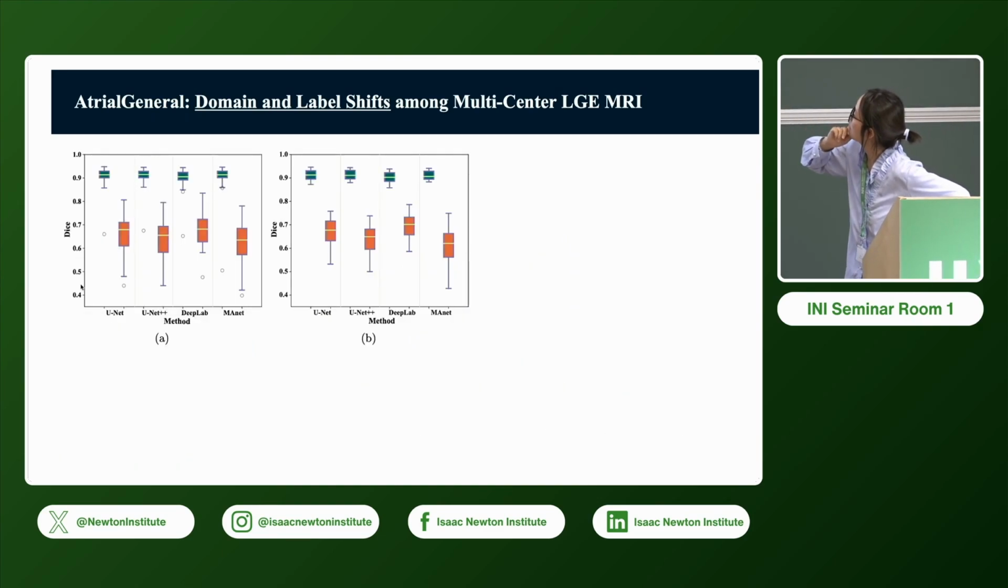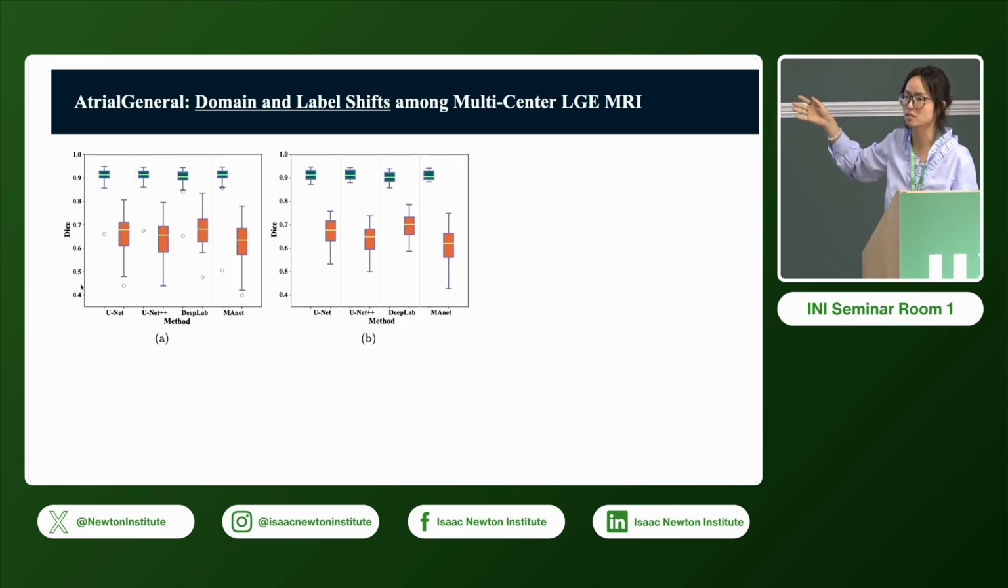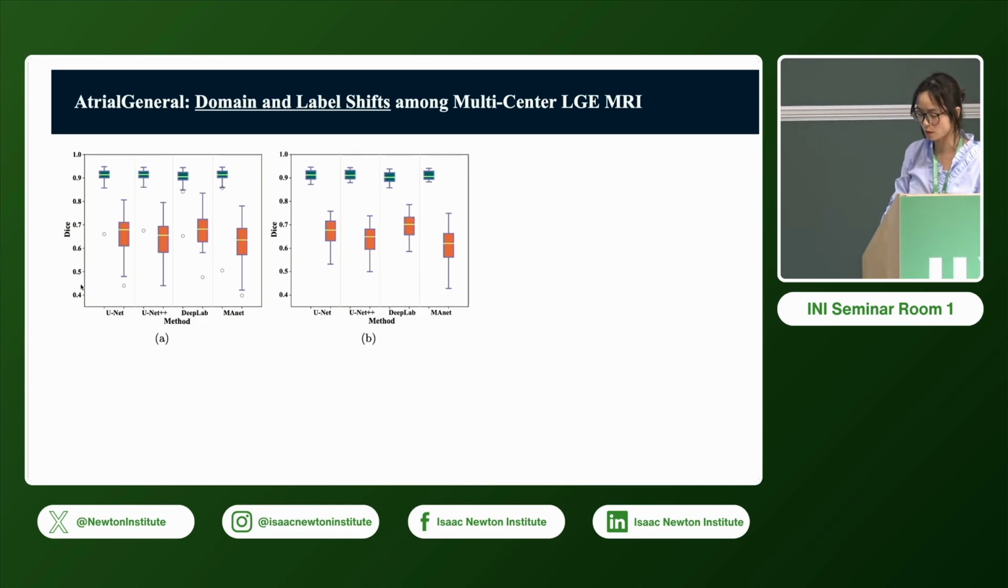We evaluate different semantic segmentation models, and the orange line is the model trained on a new center. We can see a very evident decrease when we employ the trained model on a new center. So that's the thing we want to solve.